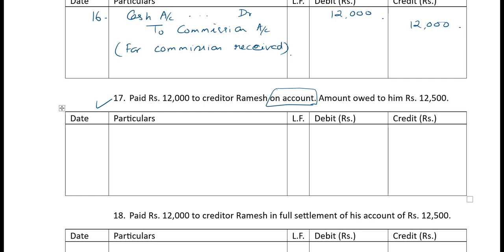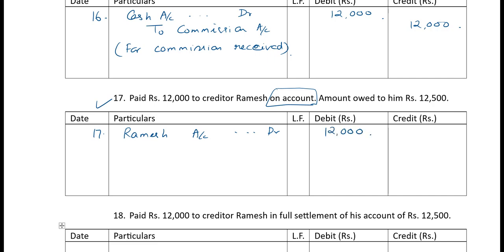So we need to pay creditor Ramesh cash of 12,000. The two accounts involved are Ramesh account and cash account. Ramesh is a creditor, a liability. When we pay him, the liability reduces and decrease in liability has to be debited. So I will debit Ramesh's account with 12,000 rupees.